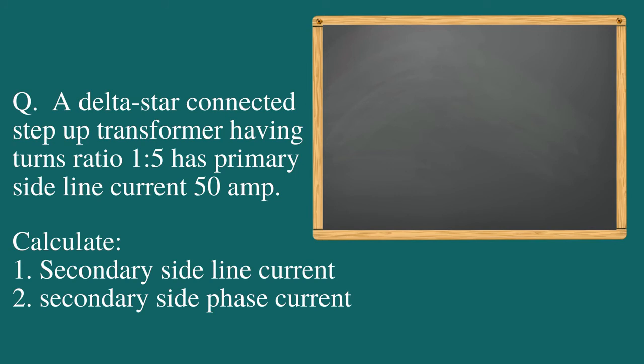Now the most important part of this video is a question. I will solve this question here completely, and after that you will have a clear understanding of star delta configurations and the current and voltage calculations. So the question is, a delta star connected step up transformer having turns ratio 1:5 has primary side line current 50 ampere. So we have to calculate first secondary side line current, second secondary side phase current. Now pause this video and try to solve this.